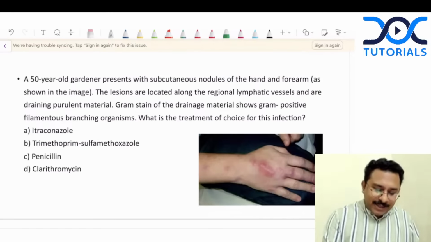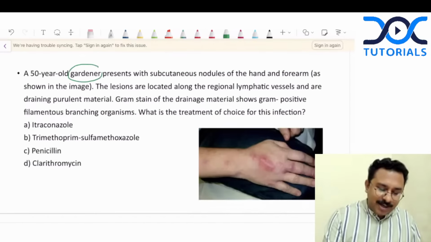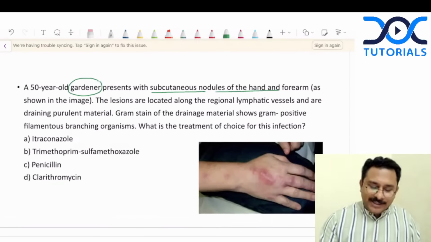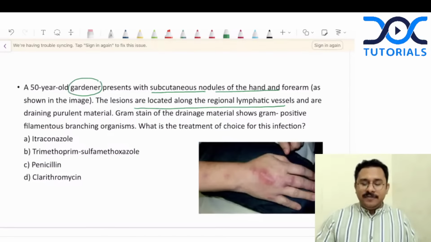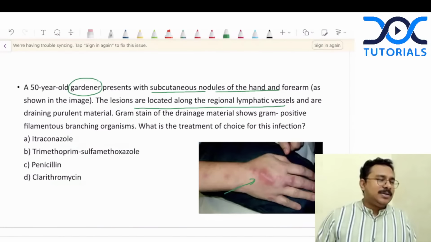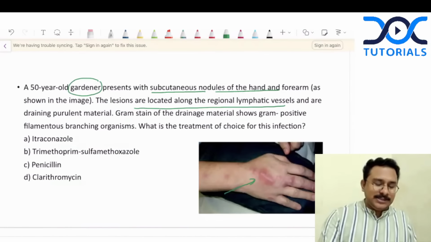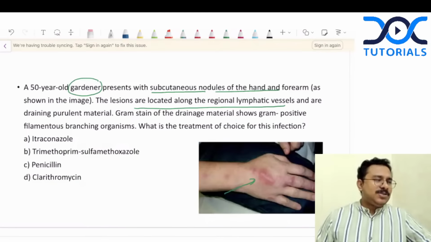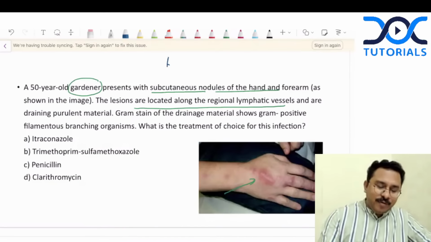So can you see, the history is that of a gardener with subcutaneous nodules. The lesions are located along the regional lymphatic vessels. So what sort of syndrome is this? This is a lymphocutaneous syndrome.